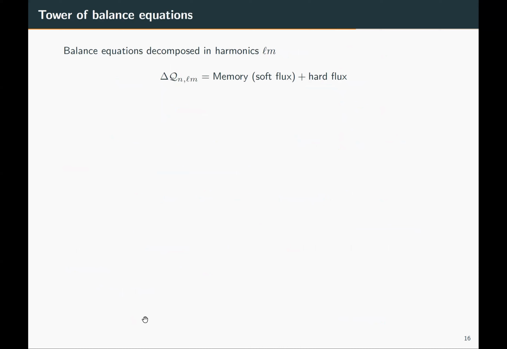So let's go back to the balance equations. So the balance equations take this general form. So we have, integrated over time, delta Q_n,lm, where delta is the difference between this charge at early and late times. And then we have the soft flux, or the memory term, and then we have the hard flux.